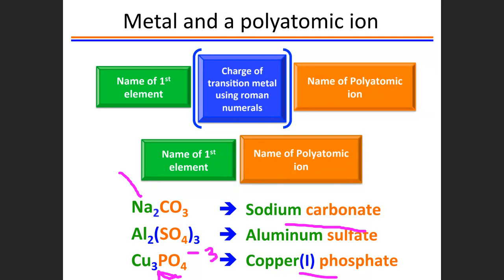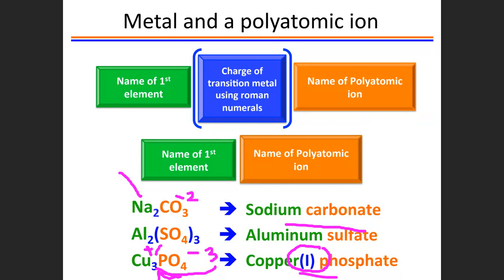So the crisscross comes here, but here is nothing. That means this is a +1 charge. So you have to write it like that, if this is a transition metal. Otherwise, you don't need to write it. Like this is sodium carbonate. You know, we found carbonate is -2 charge.